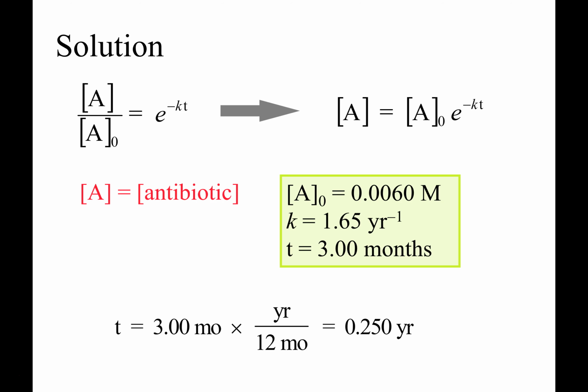Don't forget to show all of your work. 3 months times 1 year per 12 months. So that's 3 divided by 12, which is 0.250. 3 sig figs. That's my T. And that's what I'll plug in right in here. Now, you're going to want to run these through your calculator physically because you'll need to be able to do this on the test, and you'll need to be able to use this e raised to a power sort of thing.